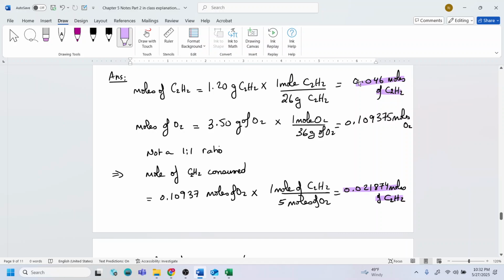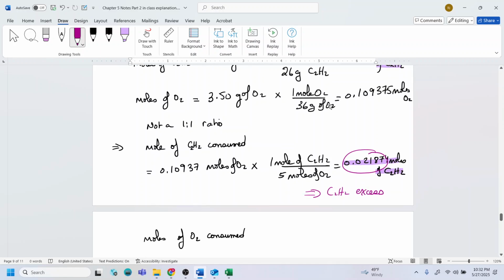Do you see that? So can say that acetylene is going to be in excess. So therefore, I can say that C2H2 is going to be in excess because I consumed half of whatever I calculated for acetylene. So this means that oxygen is going to be my limiting reagent. To double check that oxygen is my limiting reagent, I should get a number higher than this number whenever I'm calculating the number of moles of the oxygen consumed.